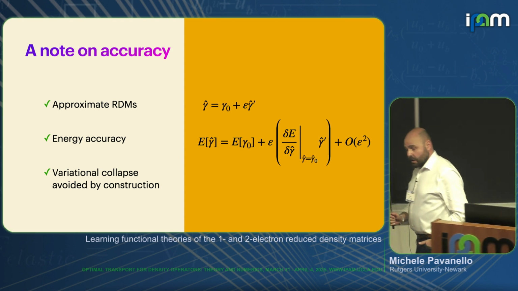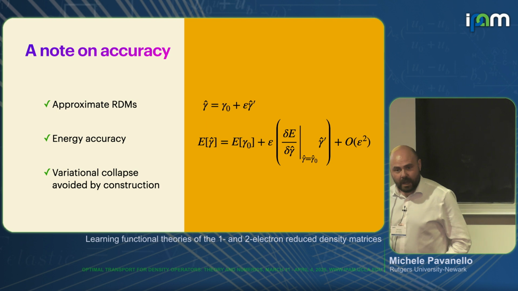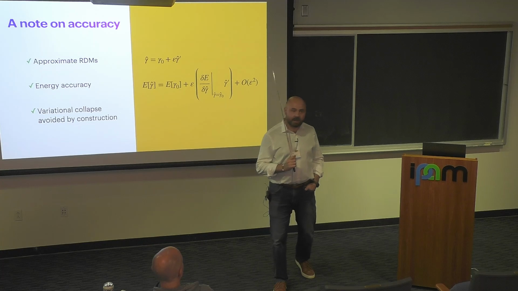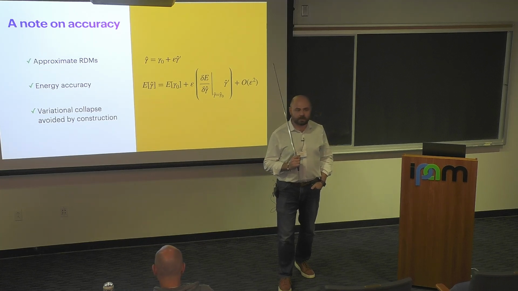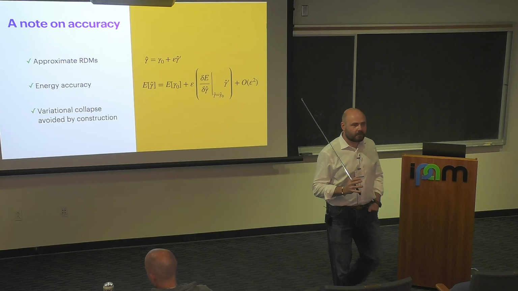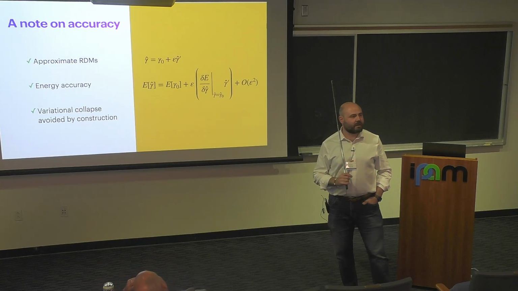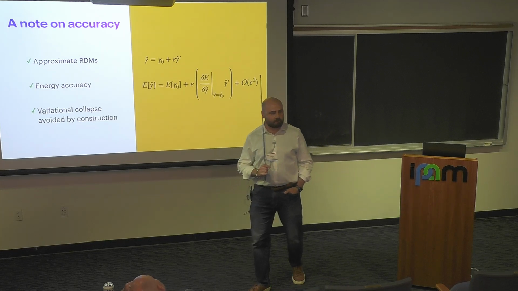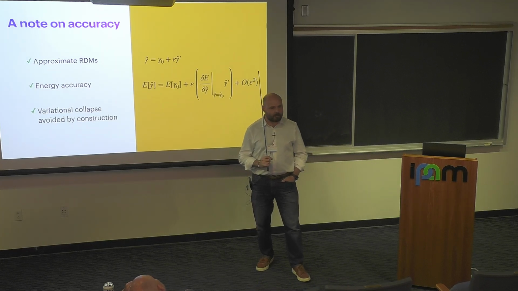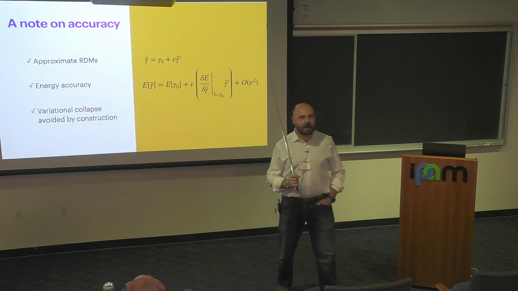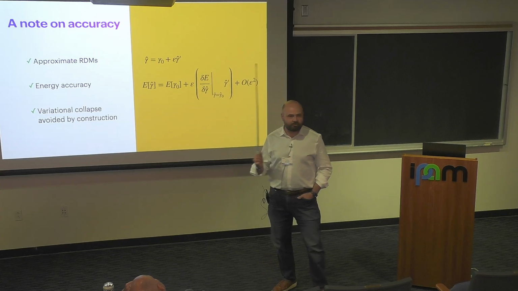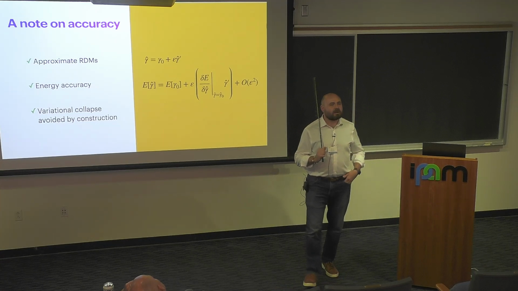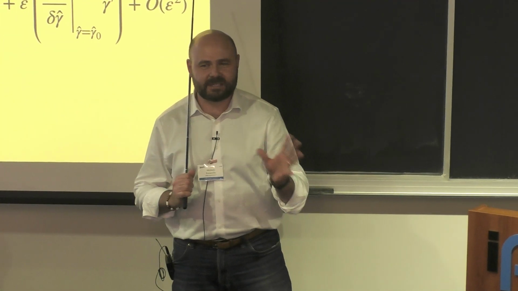Now, I am predicting these gammas. I am not searching a gamma. I'm not minimizing a functional, which means the accuracy of the method really resides in how accurately I can predict the gamma. Not so much in whether this gamma is exactly n-representable or not. We'll see that actually n-representability is important. But there is no such thing as variational collapse here. Yeah?